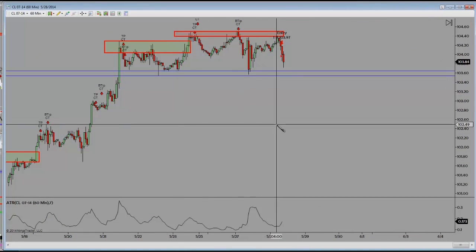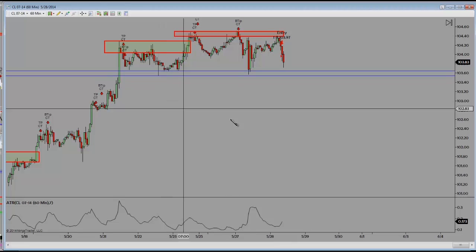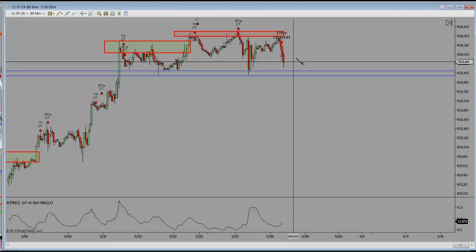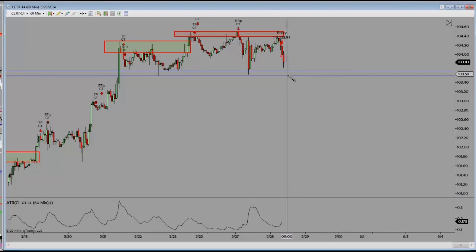Absolute swing low 103.54s. Okay, so long entries today, 55s to 65s, a 10-cent window, and this would be a decent swing trade for a rally back into the 440s. So that presents about 80 to 90 cents, $800 to $900 per contract of opportunity.